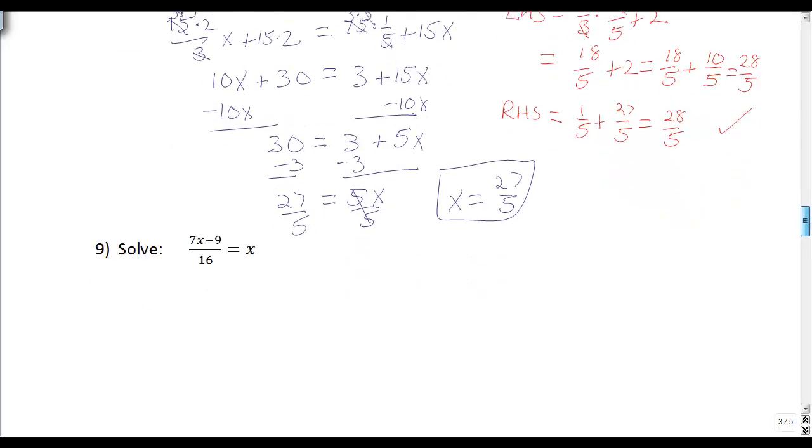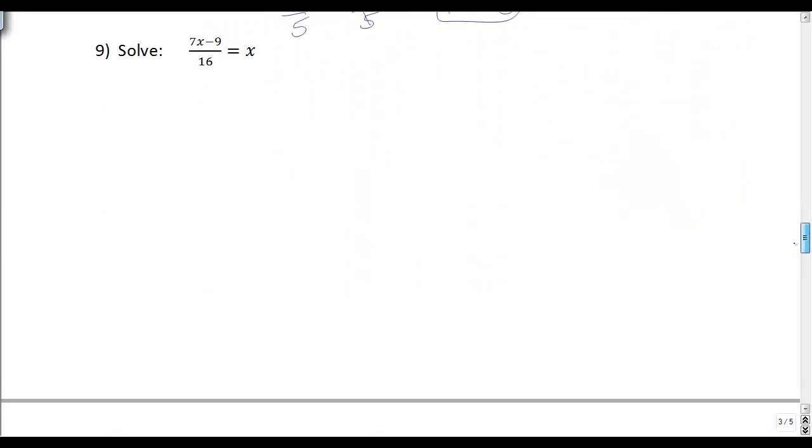Okay, next one. This one here, 7x minus 9 over 16 equals x. So again, I'm going to look at this denominator 16, and I'm going to try and get rid of that right away. It's going to work out pretty slick on this one. So I'm going to multiply both sides by 16.